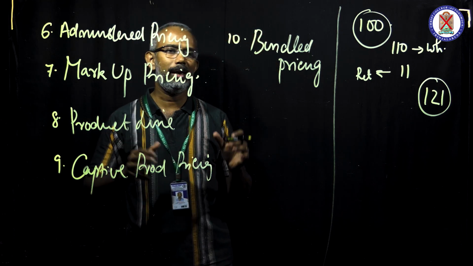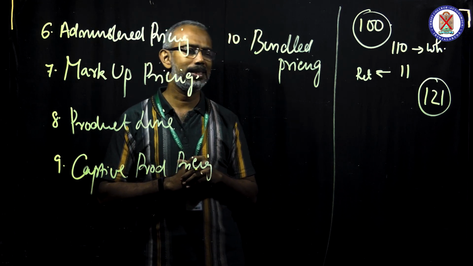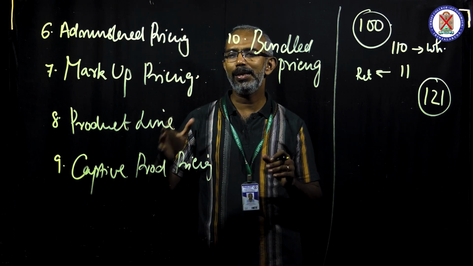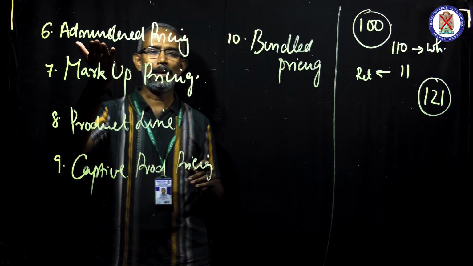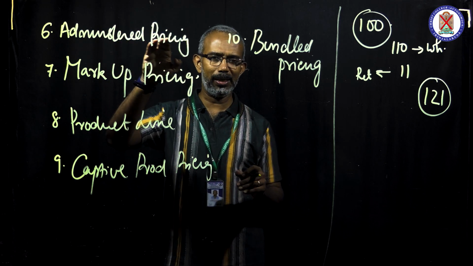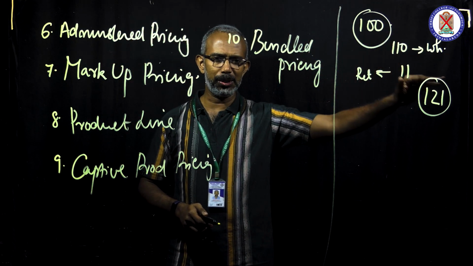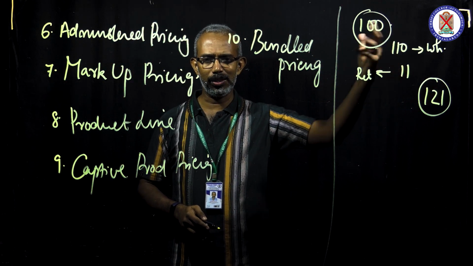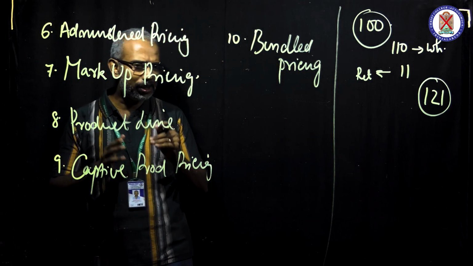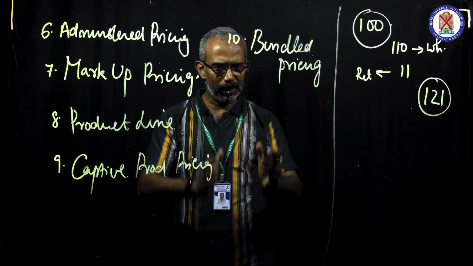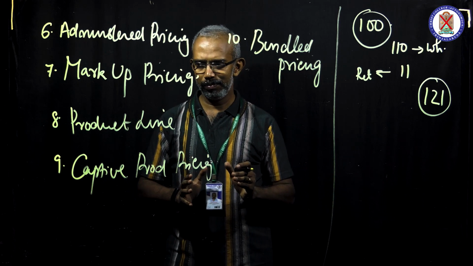We have now come to the end of the different pricing strategies. There are 10 strategies altogether. 5 we discussed in our previous session. The remaining 5 are here. One is administered pricing, where the price is fixed by the company's management. Second is markup pricing. At each stage of the distribution chain, middlemen add their prices onto the base price. The next is product line pricing. Firms which have multiple products in a particular product line price these products at different points.